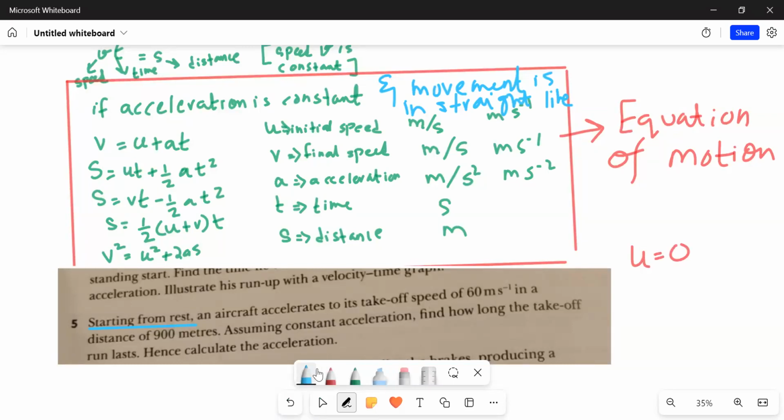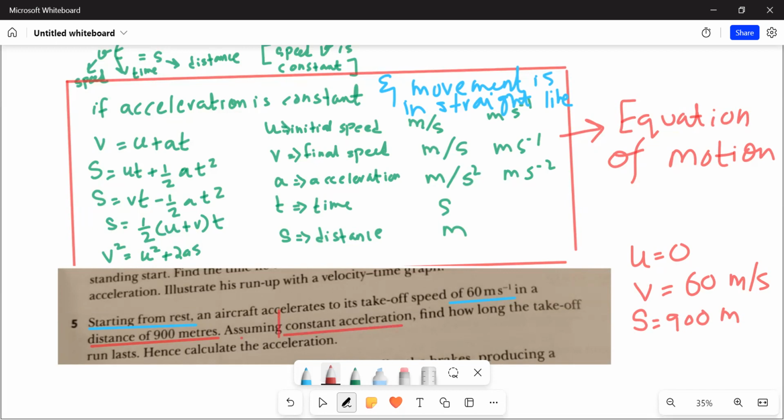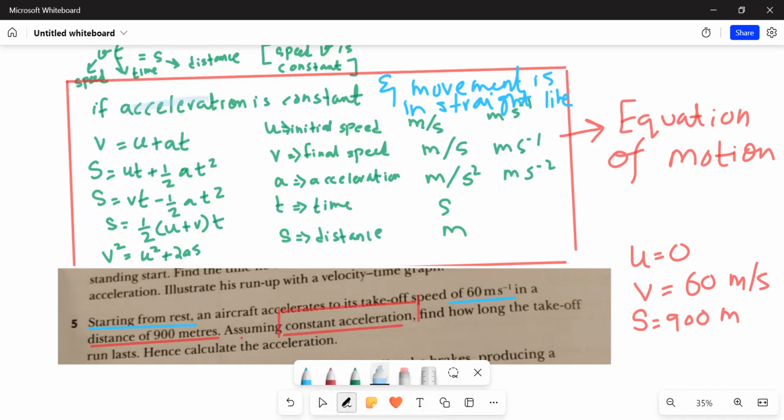Okay. Next is an aircraft accelerates to its takeoff speed of 60 meters per second. So this is the last speed, so final speed. V is equal to 60 meters per second. Final speed is represented by V, in a distance of 900 meters. So you're also given S, the distance, 900 meters. Assuming constant acceleration, like we said, these formulas, the equations of motion, only work when the acceleration is constant. Find how long the takeoff run lasts.